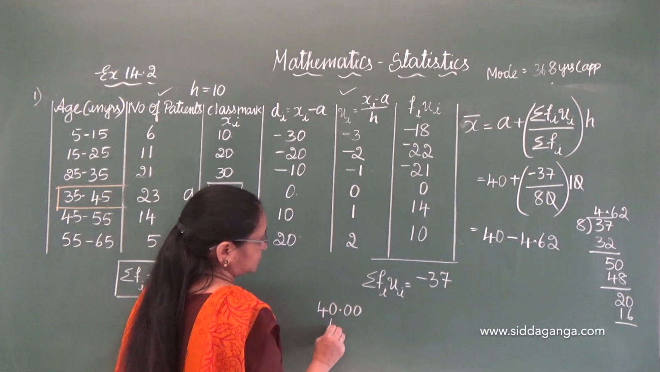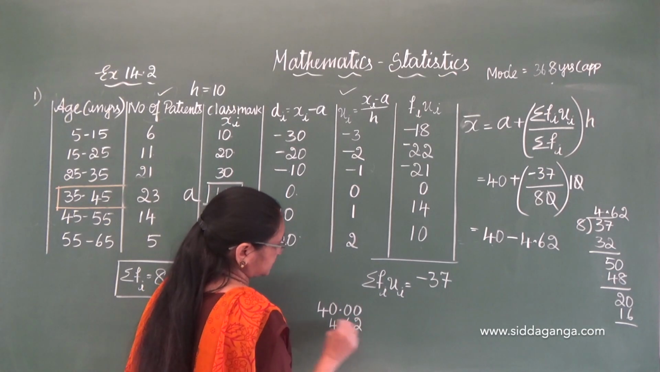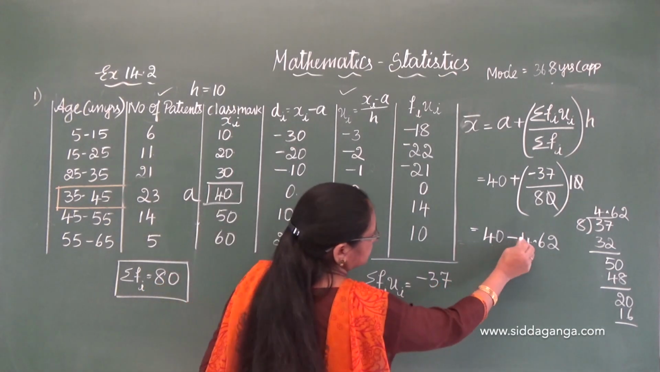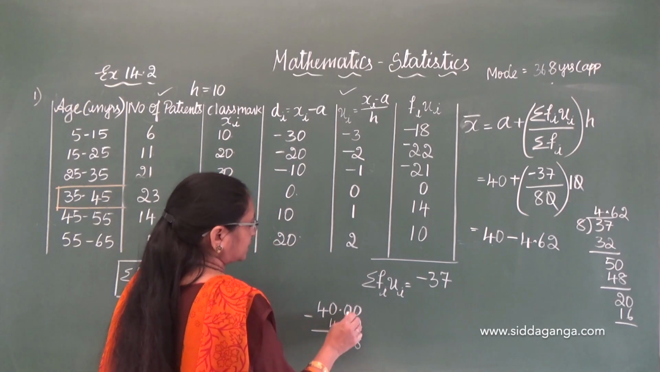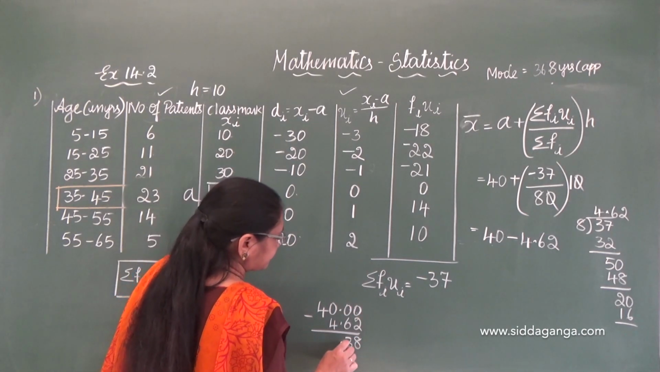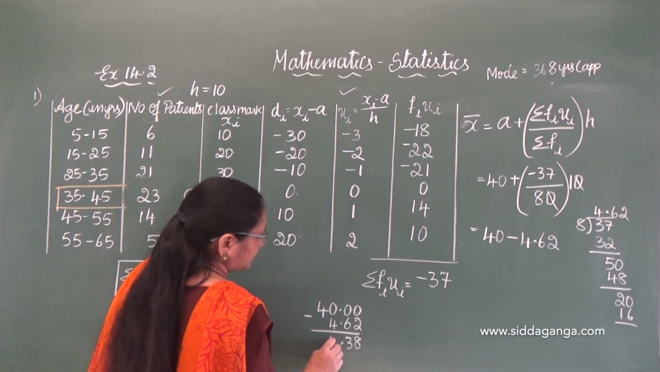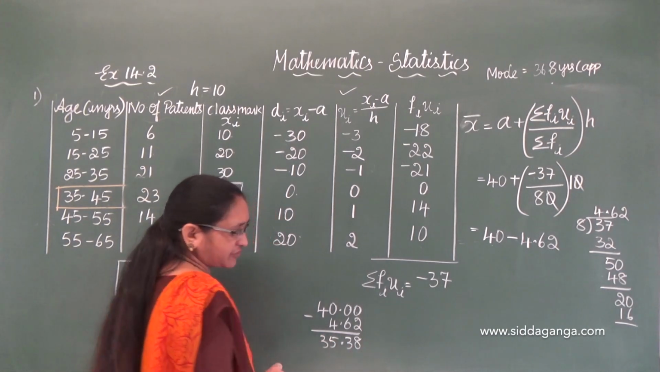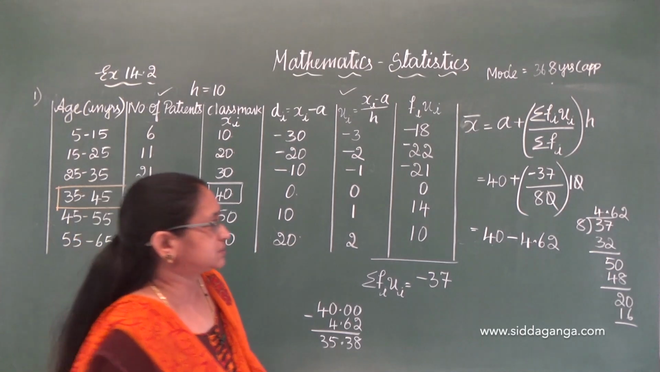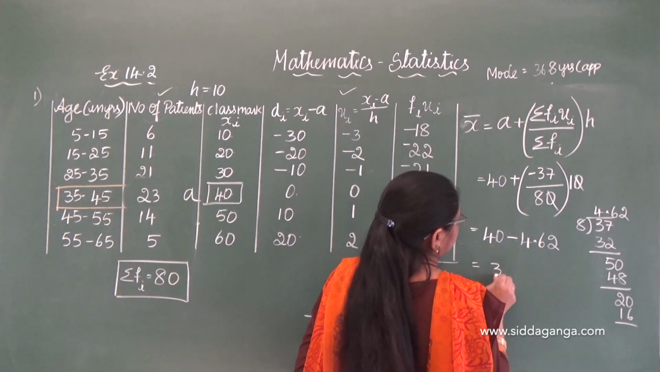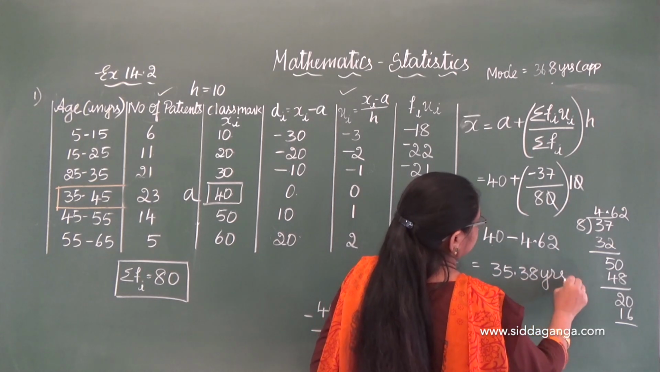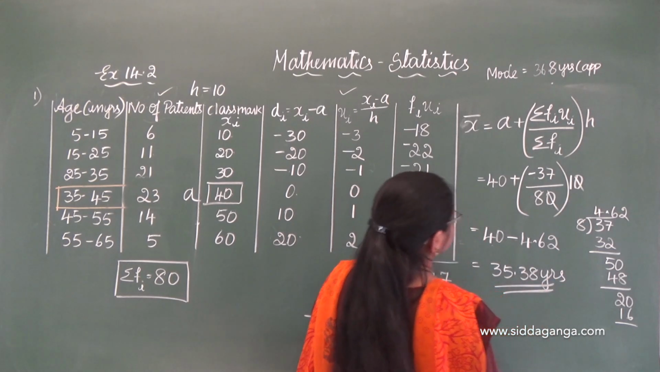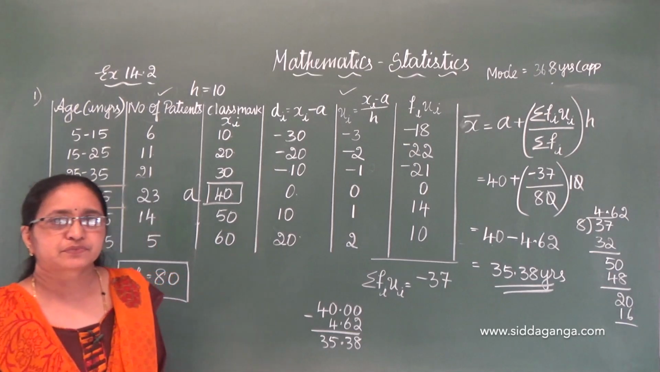Now you all know how to subtract: 40 minus 4.62, subtract this because the minus sign is there. We get 35.38 years. See, this is the mean.